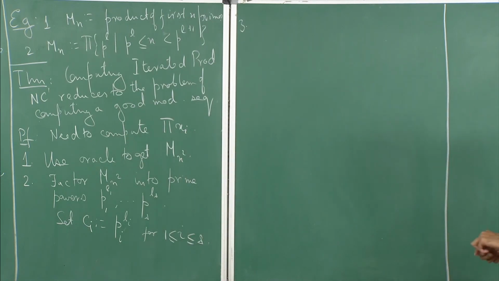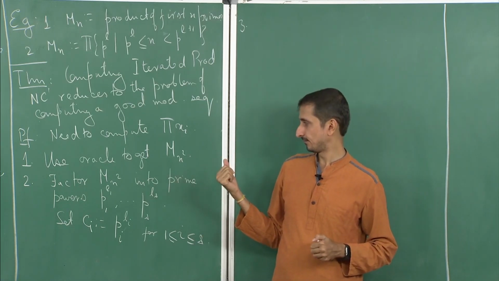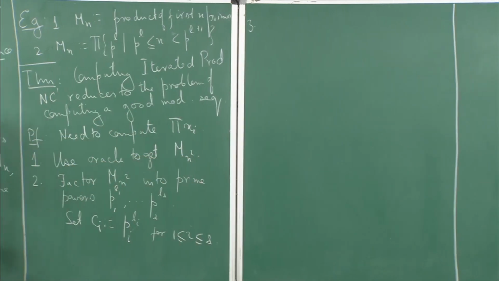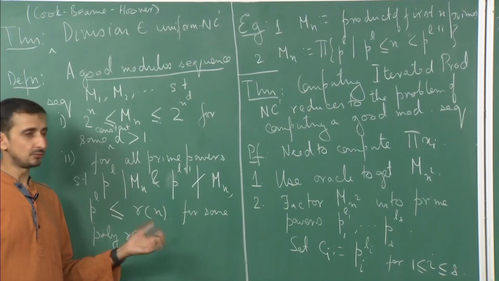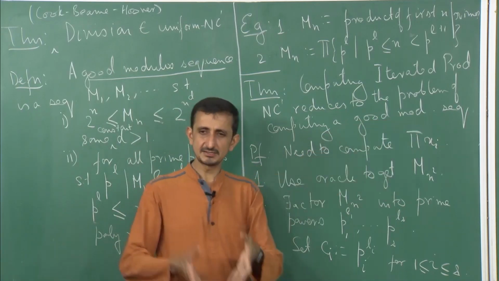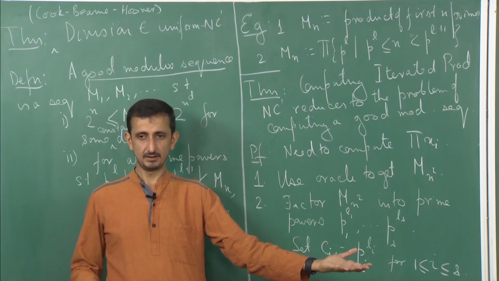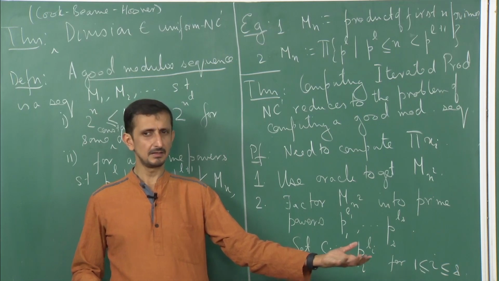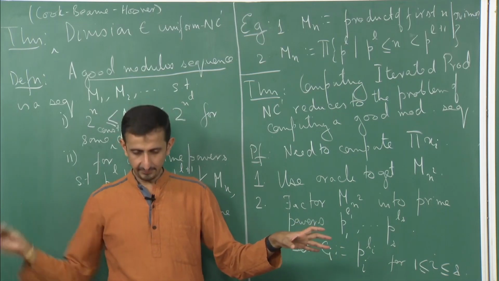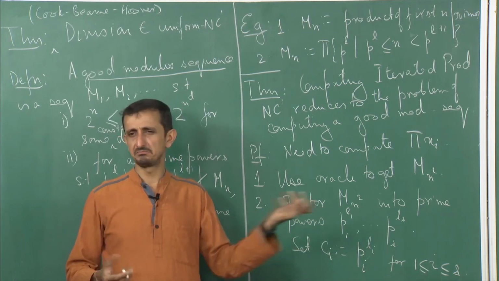Now, note one thing. What is the product of xi? Before getting into that, we have an oracle, right. We are showing that we will reduce it to the problem of computing a good modular sequence. So, there is an oracle which, given n, outputs mn. Mn is some number. So, if I give the oracle n square, it will output mn square.